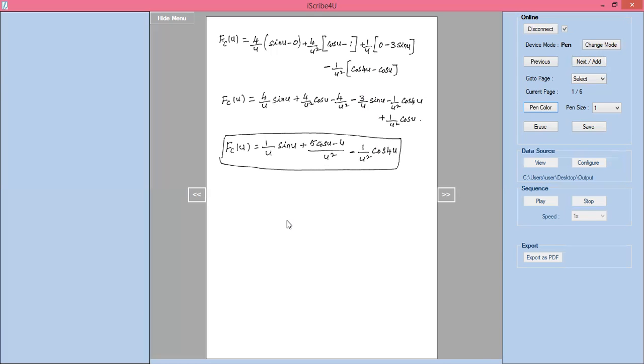Fourth question. Find the Fourier sine transform of f of x equal to e power minus of modulus of x, and hence evaluate the integration from 0 to infinity of x sine mx divided by 1 plus x square into dx, where m is greater than 0.